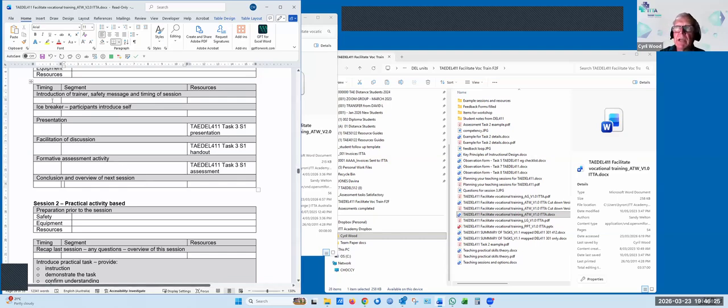Down on the left-hand side is where you can put the timing in. If it's 30 minutes, you might say introduction, 3 minutes. Icebreaker, maybe 3 minutes. Presentation, 10 minutes. Discussion, let's say 8 minutes. And you want some time left for this, so let's say another 8. Even if it goes over 30, it doesn't matter. Conclusion, 3 minutes. You can add them up and see where you are.